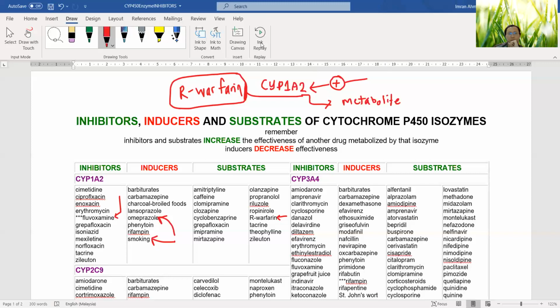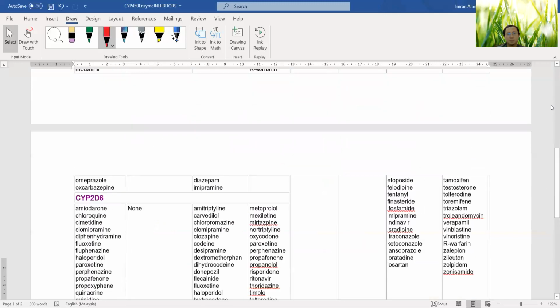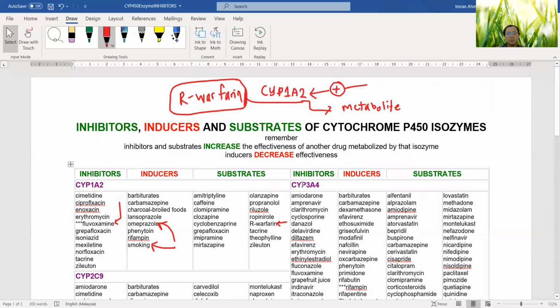Whenever we talk about the cytochrome P450 isozymes, we always mention the few common ones. We have CYP1A2, CYP2C9, CYP2D6, and then we have CYP3A4. Let's focus on the antidepressants.